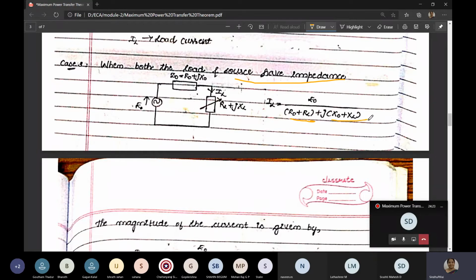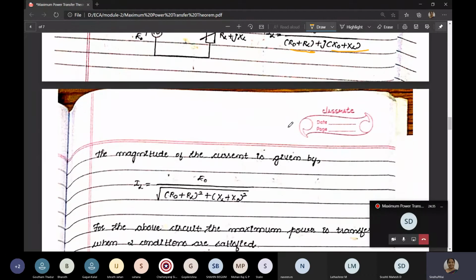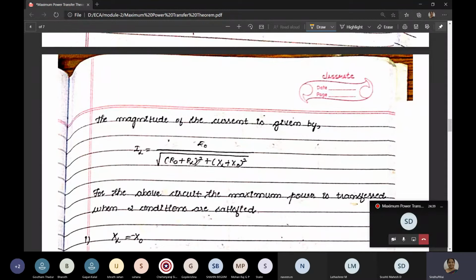Plus j into X naught plus XL, the complex terms. Imaginary terms are written on one side and real terms are separated. That is our IL current. Next, what you have to do here, I did not go through the steps. The derivation is simple for the third case.